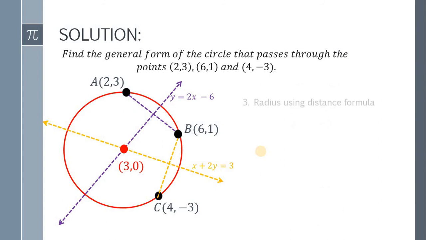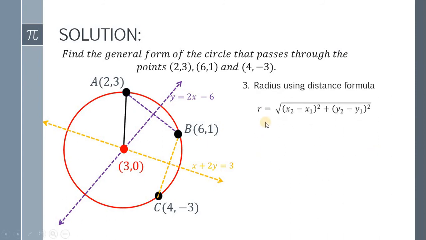Now, in this case, we will use the point A and the center. So we have the radius is equal to the square root of (x2 - x1)^2 + (y2 - y1)^2. Substitute all the given values. We have the radius is equal to the square root of (3 - 2)^2 + (0 - 3)^2. Suppose that (3, 0) is (x2, y2). Simplify, we get r equal to the square root of 10. So the length of the radius is the square root of 10 units.